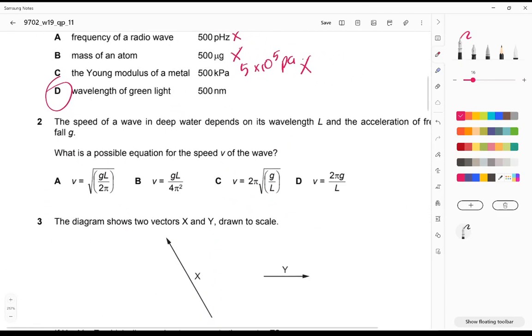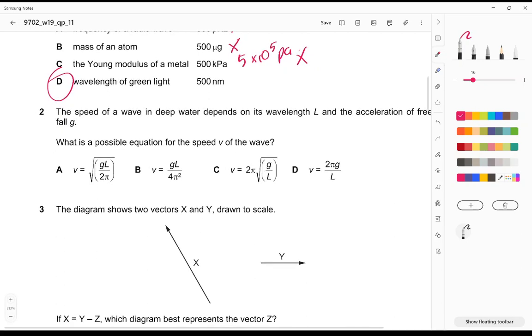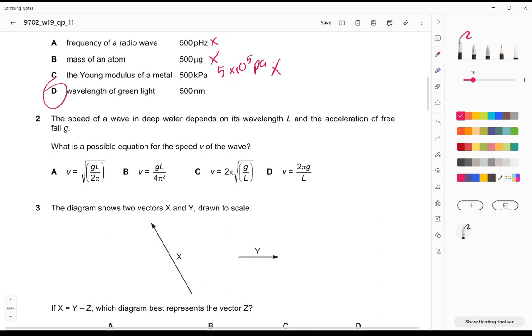Anyways, the speed of waves in deep water depends on its wavelength L and the acceleration of free fall g. What is the possible equation for the speed v of the wave? Okay, so this question is about homogeneity of equations, so we are going to be working on the units over here. If we look at option A, I'm just going to ignore the constants, because these are dimensionless quantities and can be ignored completely.